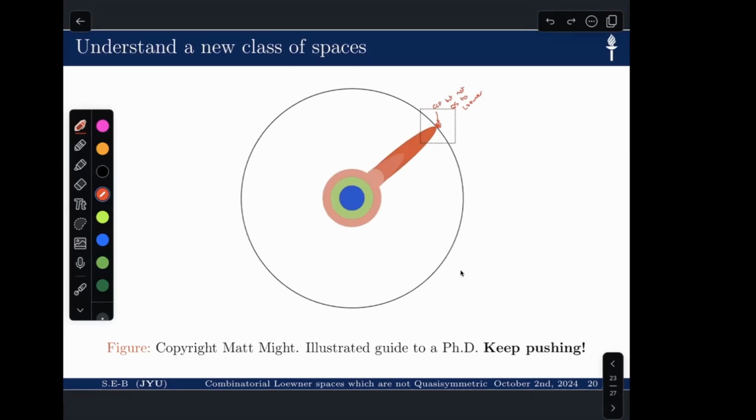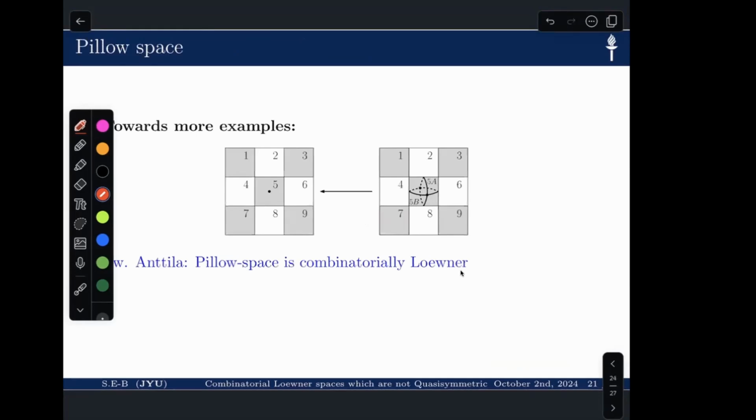And Matt Might says that when you take his picture, you also have to remember to say this: keep pushing. So we need to keep going further. There's still more work to be done here. I think this is still a beautiful question to look at, and we have already done some steps.